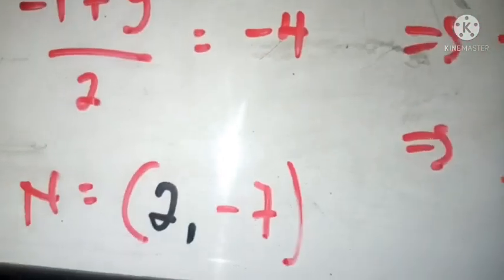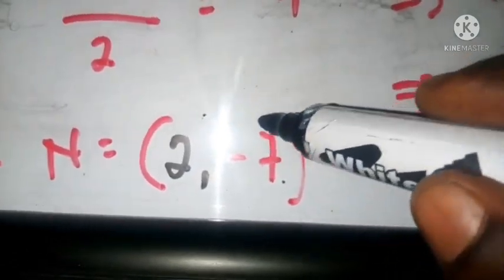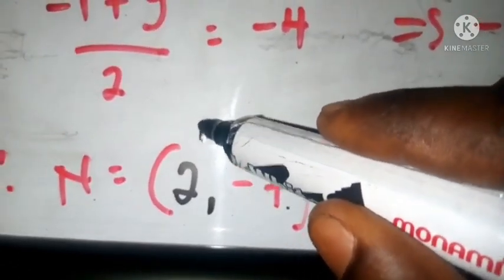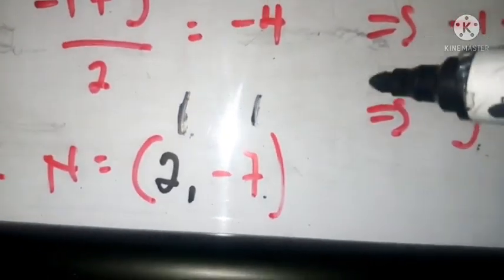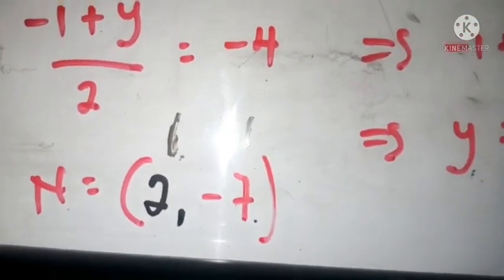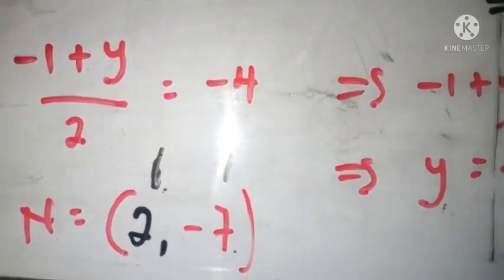So the value of n will give you 2 comma negative 7. If you follow the color of the marker here, you can see that the black one goes forward, the x, and the red goes forward, the -7. You can always go back and check the procedure.